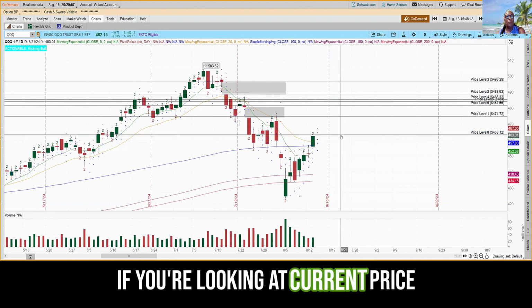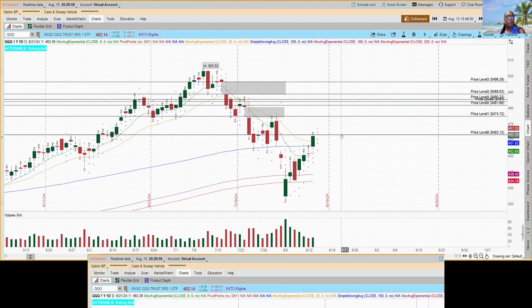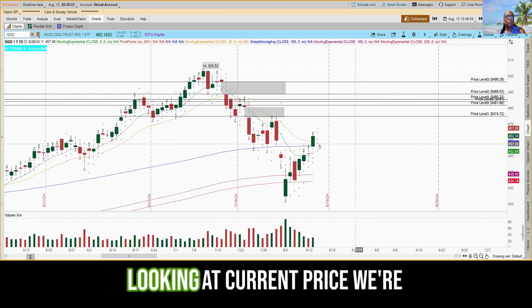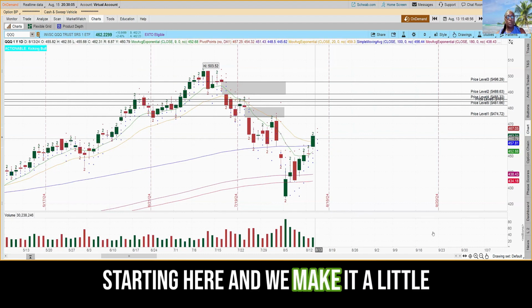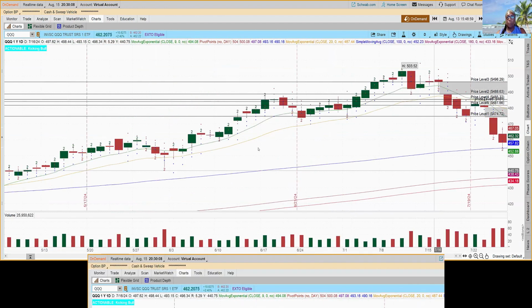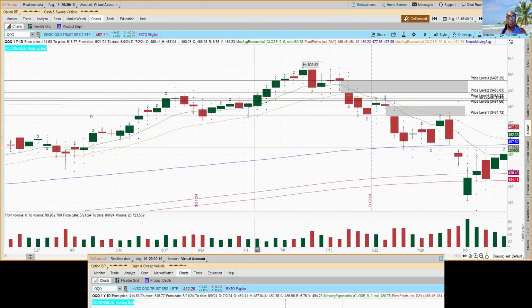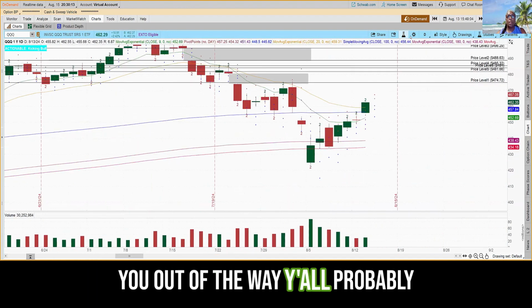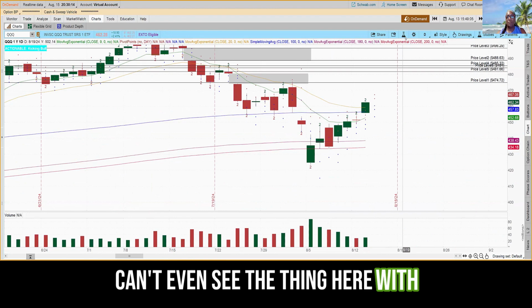But if you're looking at current price, okay, you're looking at current price. We're starting here. Let me make it a little bit bigger. Move you out of the way. Y'all probably can't even see the thing here.